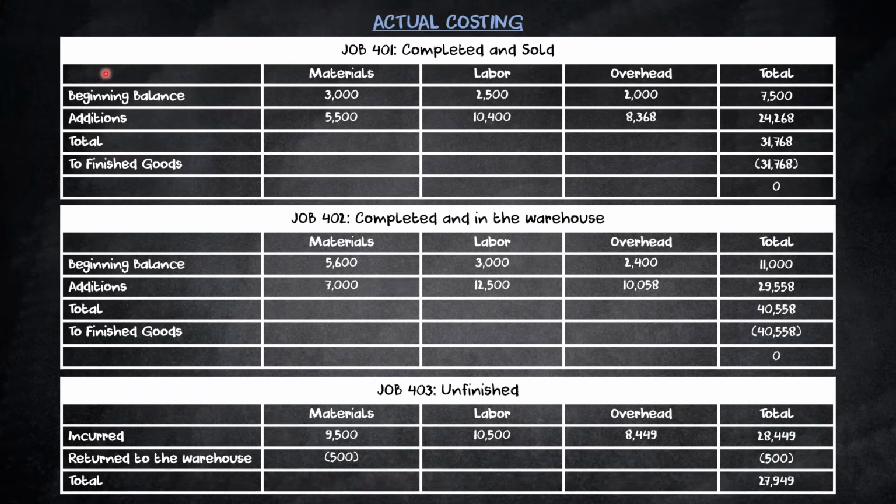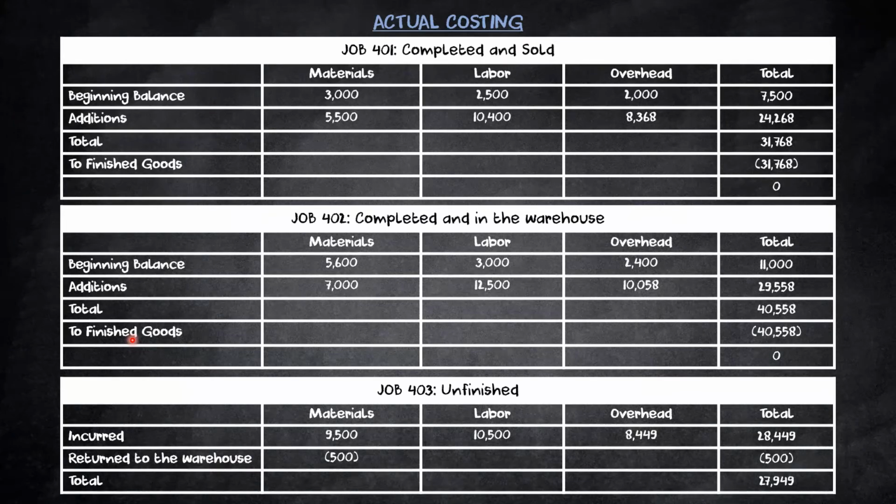So, ito yung kanina. And then, the additions, ito yung mga na-incur for this month. And then, we have a total of 31,768. Ito yung kanina pa natin nakikita. And, mapupunta siya sa finished goods since, yun nga, nakompleto siya for this month. Next, we have job 402, completed and in the warehouse. Nakompleto siya, pero hindi siya na benta. So, ito yung beginning balances din niya, additions, total, and of course, mapupunta din sa finished goods since nakompleto siya this month.